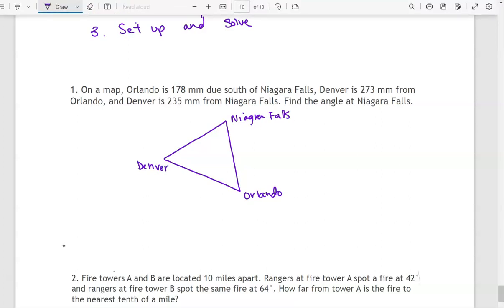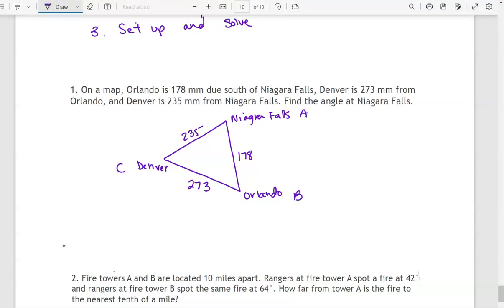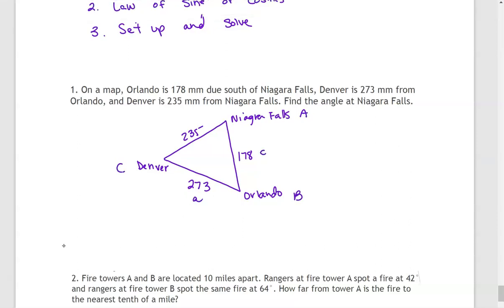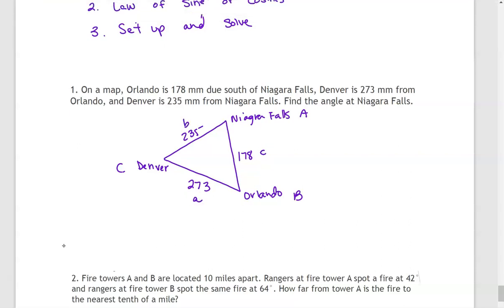Okay. So Orlando to Niagara Falls, 178. And then we have Denver from Orlando right here would be 273. Then here 235. Okay. So we'll just kind of make this A, B, C. So this would be little c, this would be little a, and this would be little b. So we have all of the sides and we're looking for the angle. So we're going to go ahead and use law of cosines.